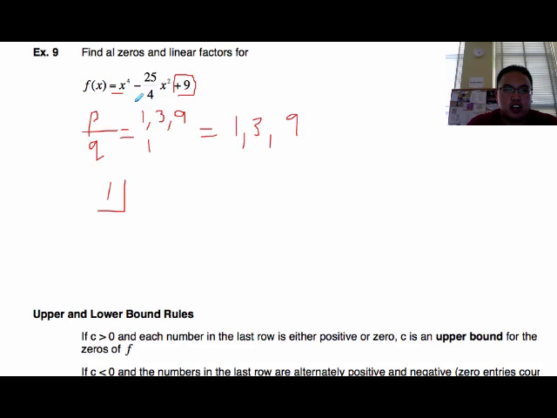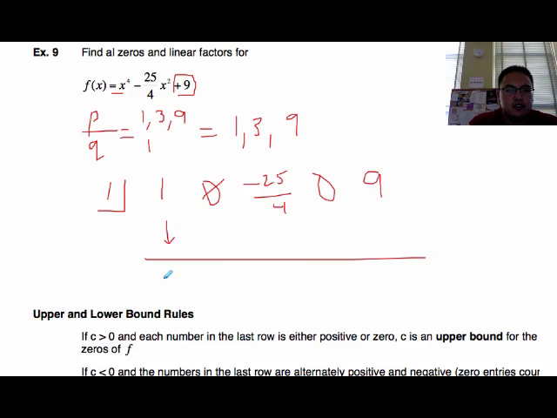You'll notice in this polynomial that there are some missing x's. I don't have x to the third. I don't have regular x, so I'm going to have to put in some zeros. So I got 1, I got a 0, I got a negative 25 over 4, I've got another 0, and I've got 9. Okay.